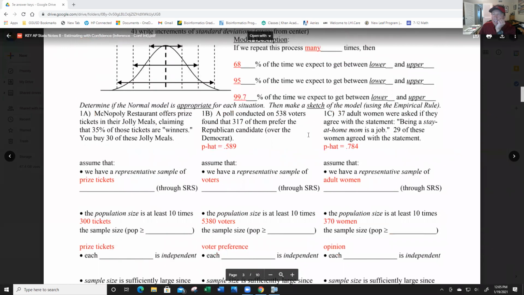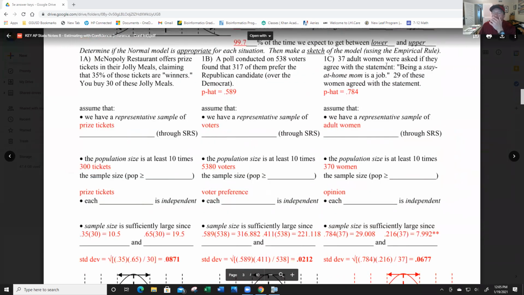Okay, the next one is 37 adult women were asked if they agree with the statement being a stay-home mom is a job. Of course it is. 29 of these women agreed with that statement. So P hat, and you know P hat is this symbol right here. P hat is the sample, 0.784. No problem.